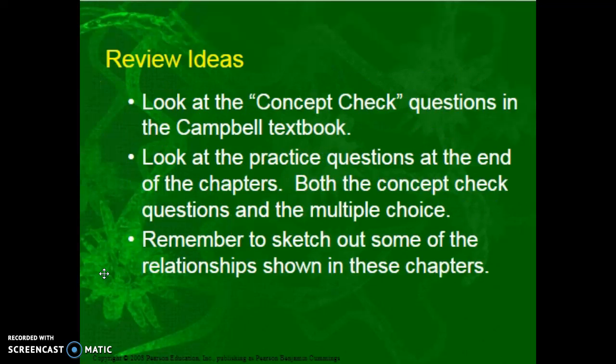And then make sure you're using your book. Look at the concept check questions in the textbook. Look at the before and after questions. It's probably a good idea to sketch out some of these ideas in terms of the positive negative feedback, the antagonistic relationships. Those are probably all really good ideas to work out in your head, so I don't surprise you with something like that on the test. So that is finally the end of chapter 43.